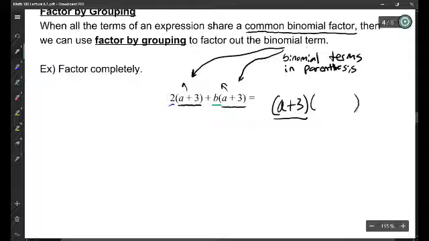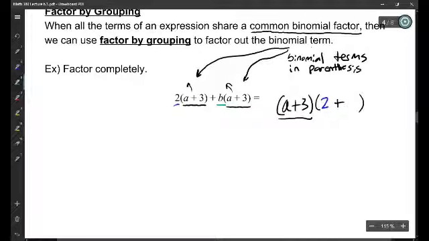And then on the inside, we have whatever the operation is between the two terms, and then 2 and b here and here, respectively. So we can factor this into a plus 3 times 2 plus b.